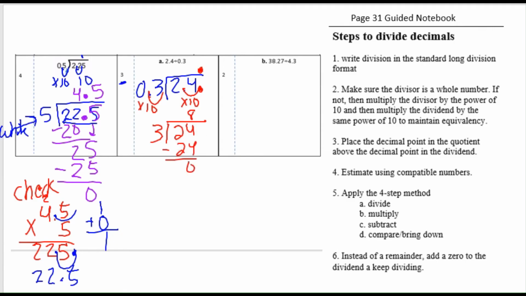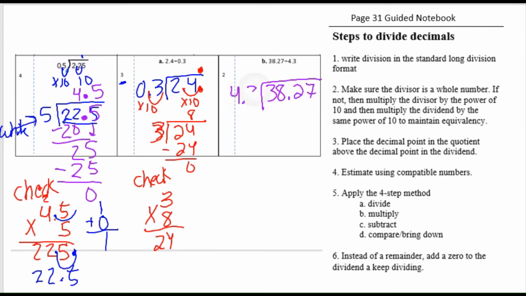And we end. And you can check your work, put your check, by multiplying your divisor 3 times your quotient 8. 3 times 8 is 24. 8 groups of 3 is 24, or 3 groups of 8 is 24. Now we're going to move on to the last one. And here we have 38 and 2700ths divided by 4 and 3/10.